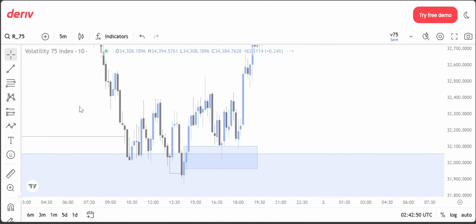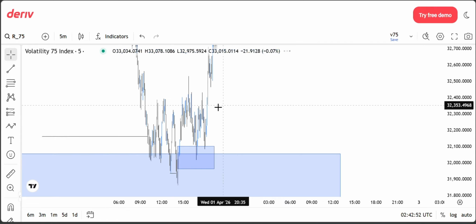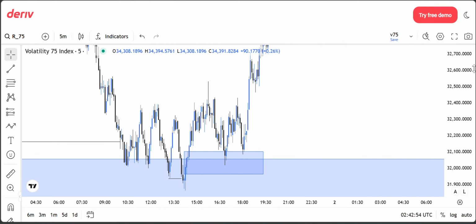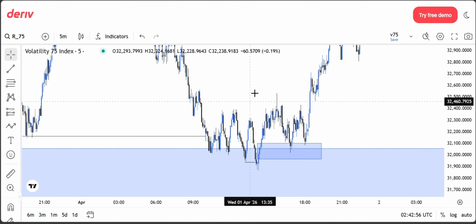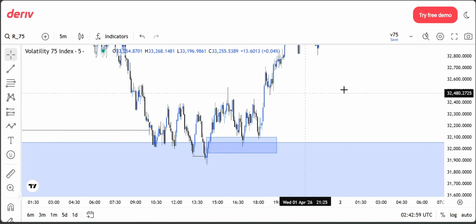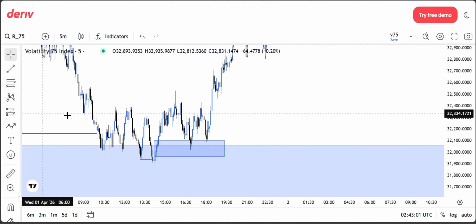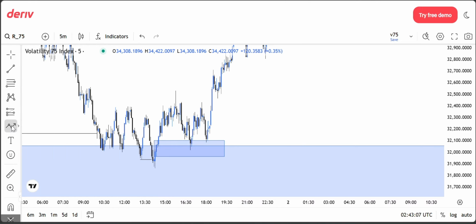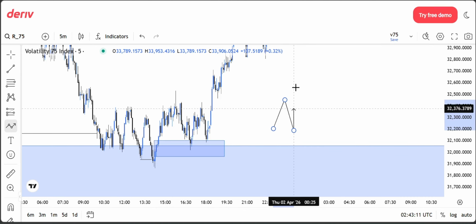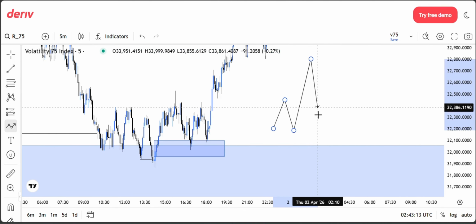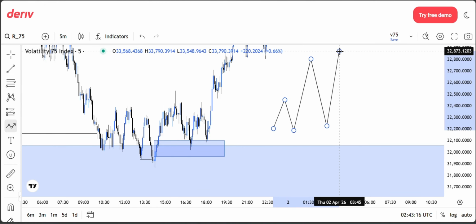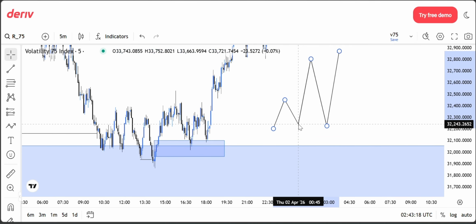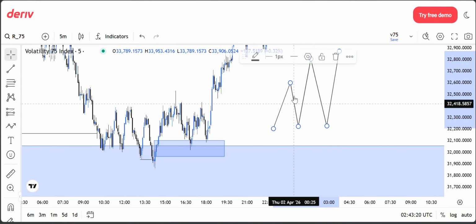Coming down to the 5-minute time frame, so what did we see here? We saw price tapping into our zone. Remember our entry model. This is our entry model, okay. Our entry model is such that we have a break of structure, and price taps into our zone before it goes. So we're waiting for something like this.